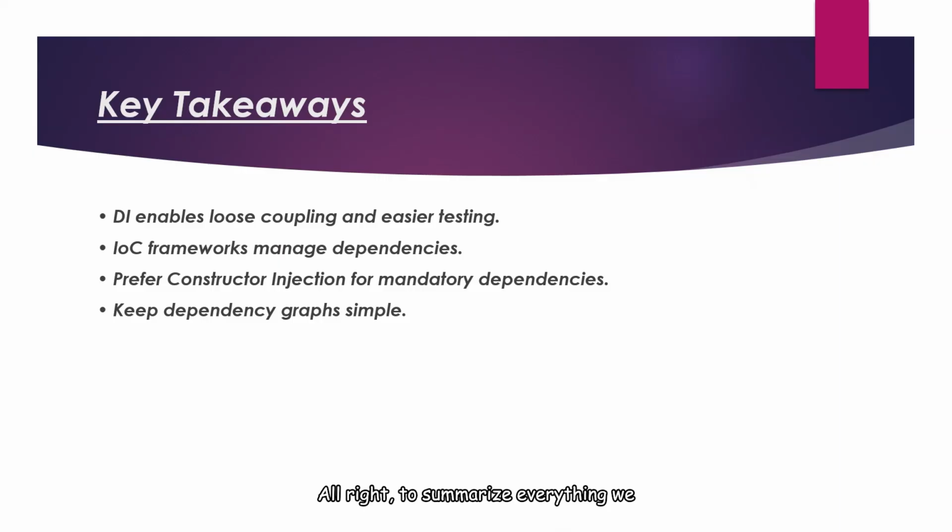Alright, to summarize everything we learned today, dependency injection allows our code to be loosely coupled and easily testable. Inversion of control is a larger principle at work, and DI is one of the most effective implementations. Constructor injection is usually the best approach for mandatory dependencies. And remember, good design is about making our codebase easier to change, extend, and test. DI is a major tool in that toolbox.